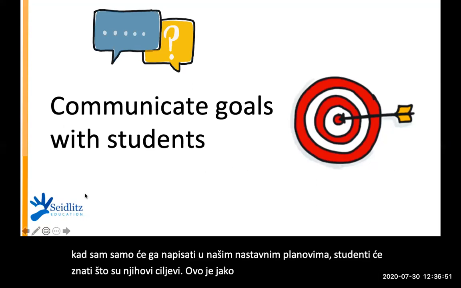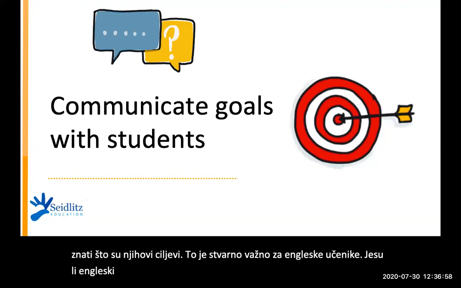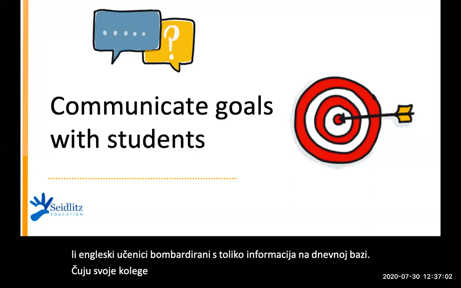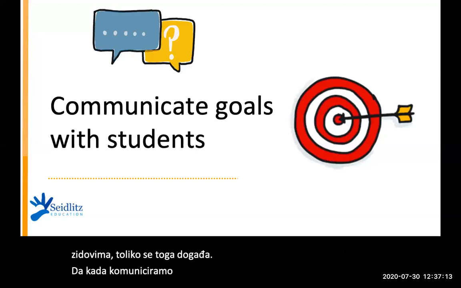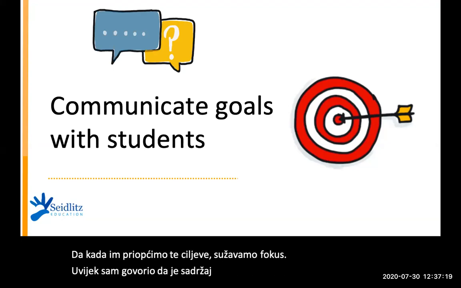Our English learners are bombarded with so much information on a daily basis. They are hearing their classmates talk. They're seeing the environmental print all over the walls. There's just so much going on that when we communicate those goals to them, we're narrowing the focus. I've always said that content and language objectives are like writing a grocery list.